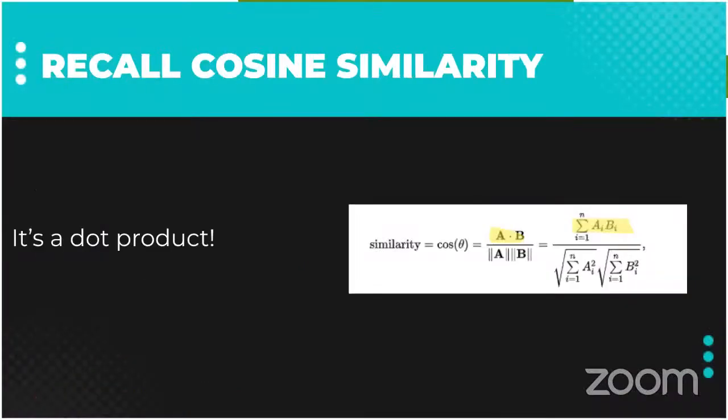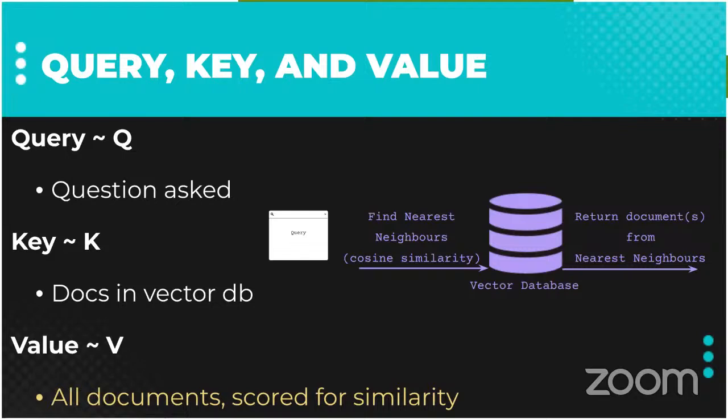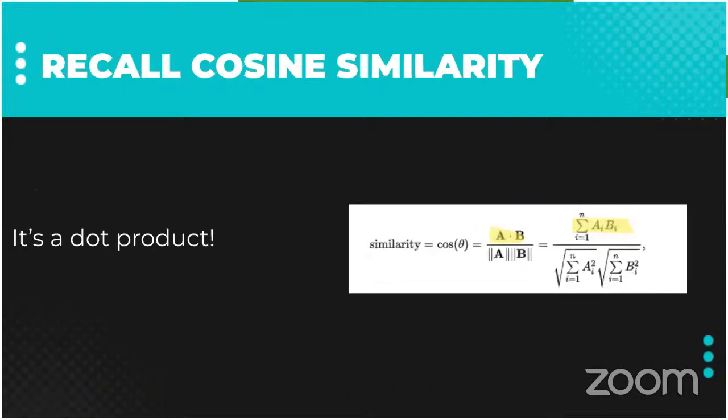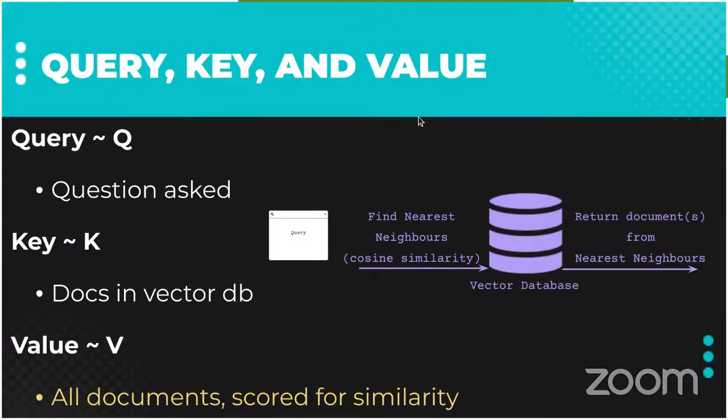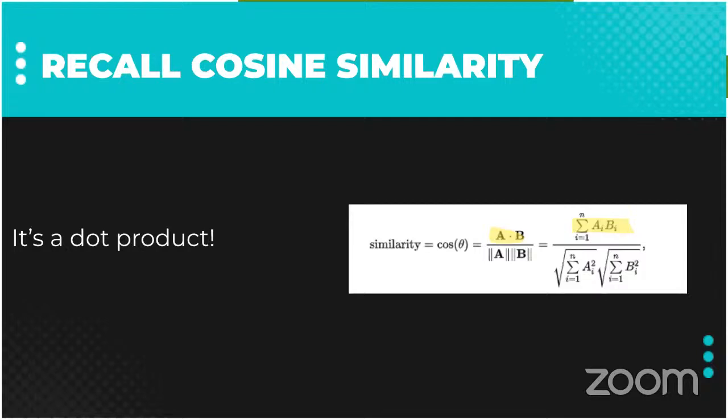Okay, so query, key, value. The query, key, values are what the researchers brought up. You want to have a query. Your key means the document in your vector database, and value means all the documents called by similarity, right? So what all of that means is that you're just calculating similarity, like a dot product, right? The dot product is just calculating similarity.